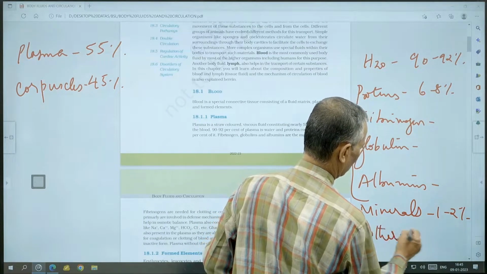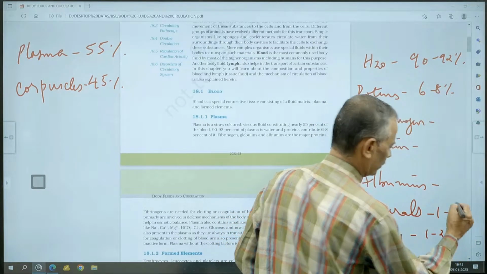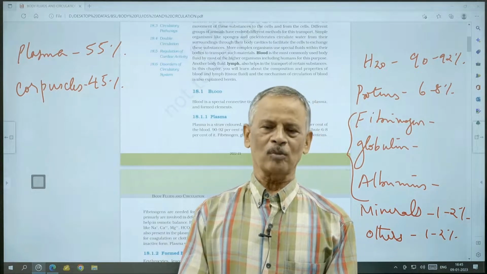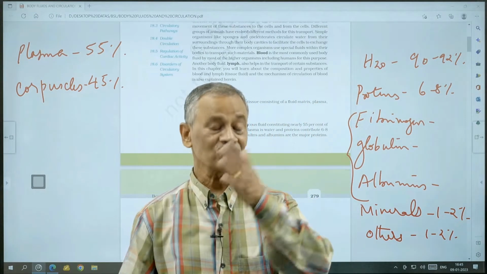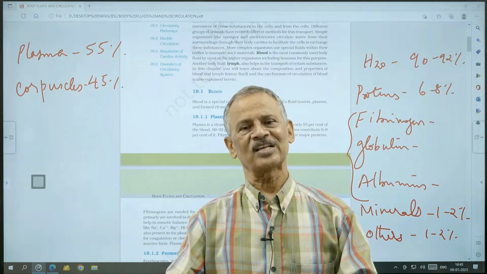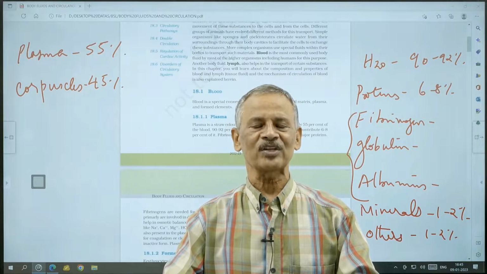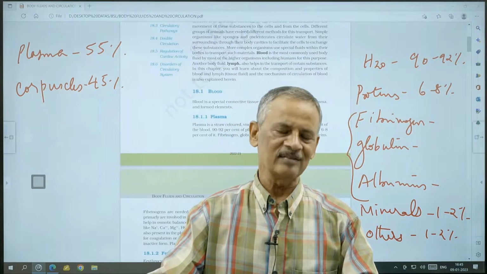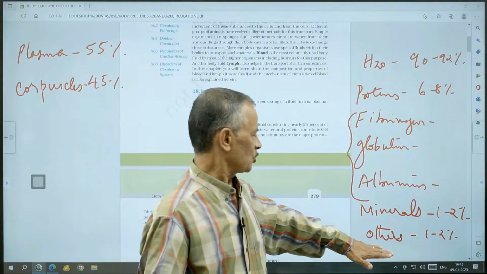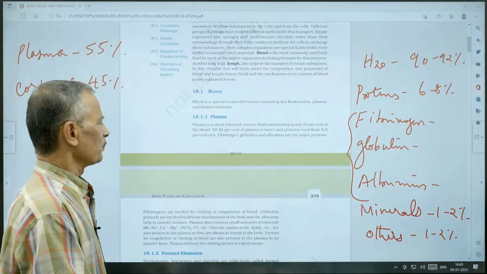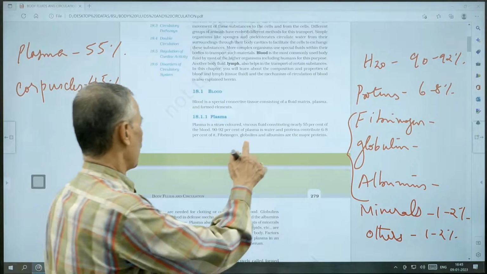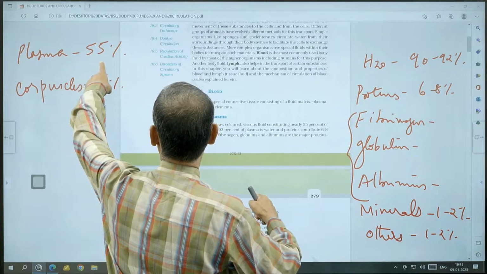What are others? Which will include the waste materials, hormones. Hormones are also transported through the blood. Dissolved gases, oxygen, carbon dioxide, are all transported either in a physical form or in a chemical form. So all of them constitute others. That is the nature of blood. So plasma constitutes 55%.